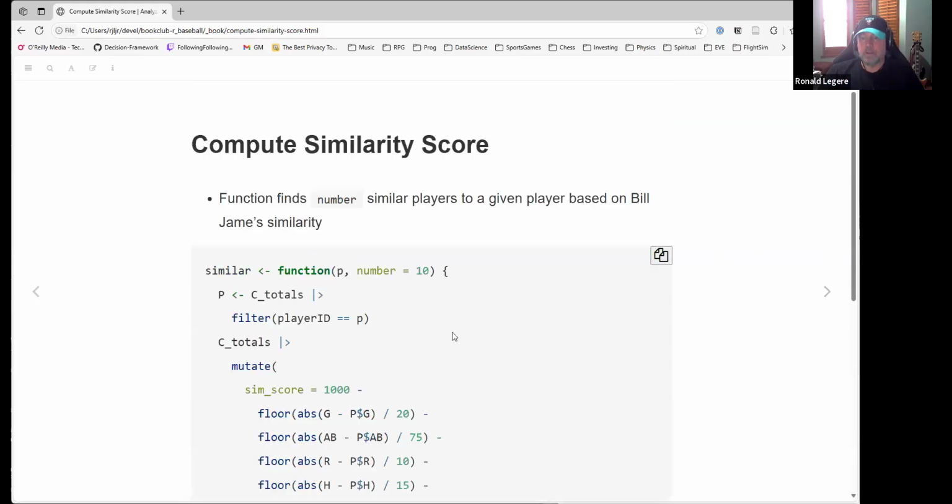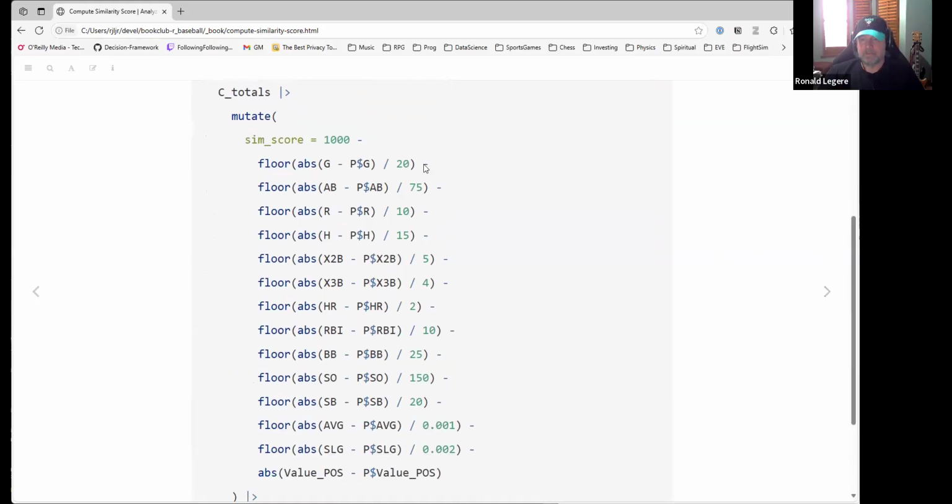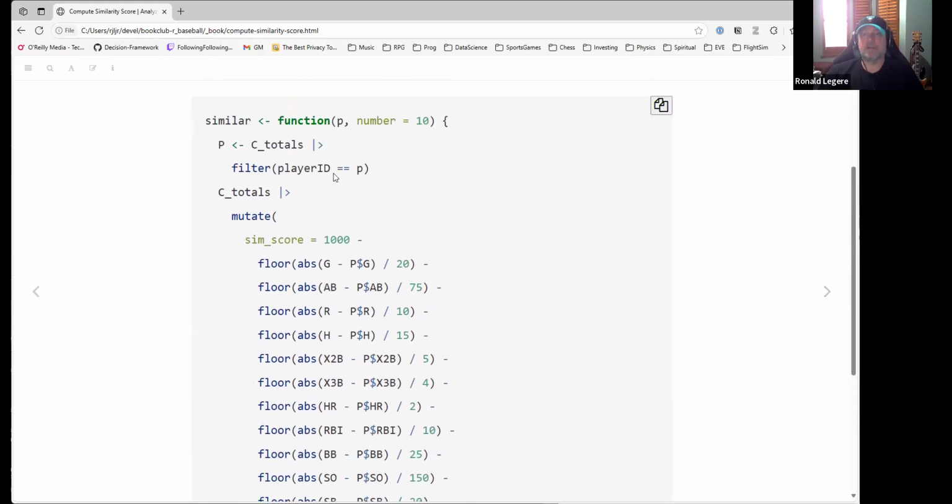Right, so that's that part. And so then it goes through and computes, for all these career statistics, how similar the players are. And it's basically just the differences, right? For each player. So you pick out some player, like Mickey Mantle, and you say, okay, find me 10 players that are similar to Mickey Mantle in this way.